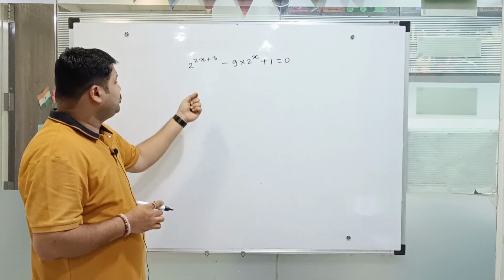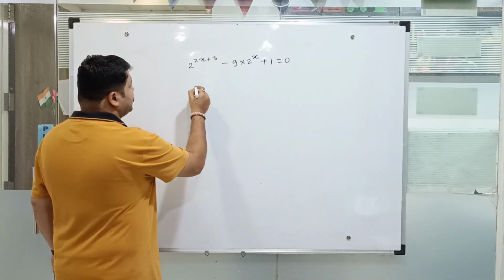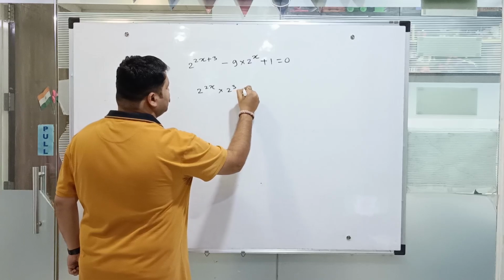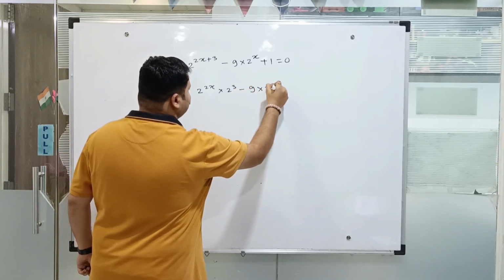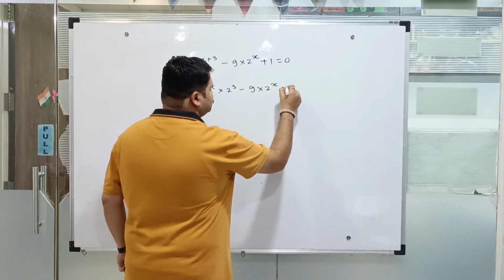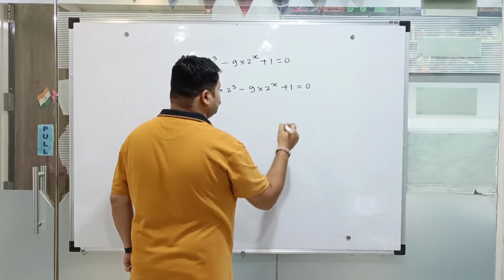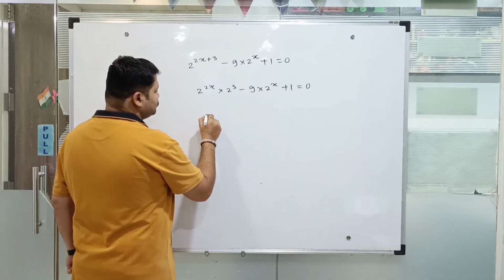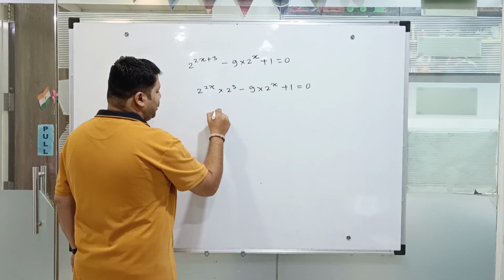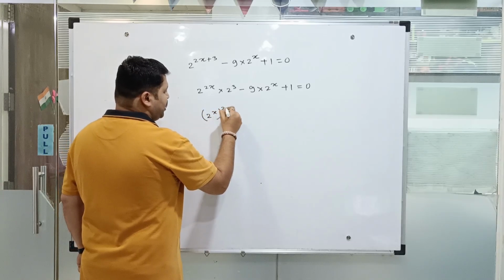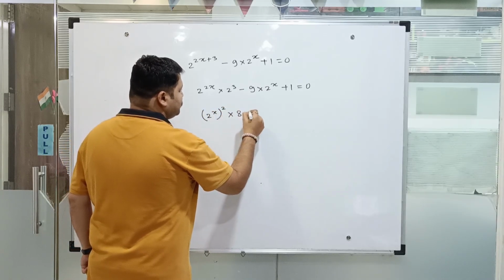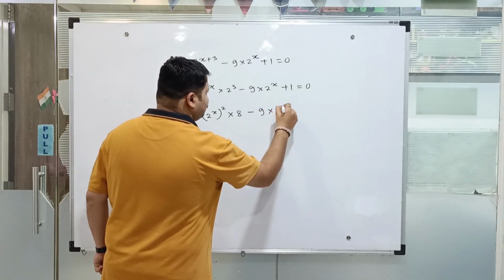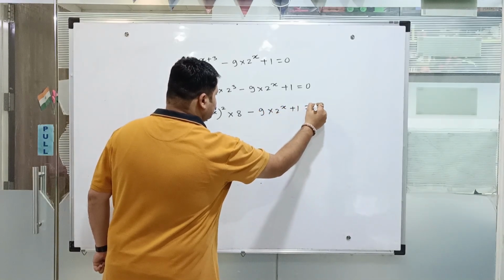So what can we write here? I can write it as 2 to the power of 2x multiplied by 2 to the power of 3 minus 9 multiplied by 2 to the power of x plus 1 is equal to 0. This I can take further and write as (2 to the power of x) square multiplied by 8 minus 9 times 2 to the power of x plus 1 is equal to 0.